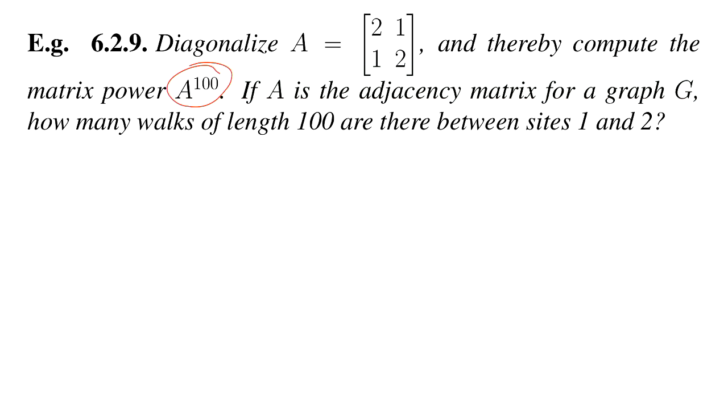And the answer is, if A is diagonalizable, there's a much better way. And you start off by diagonalizing it. So we know A has eigenvalues, what do we say, 3 and 1.